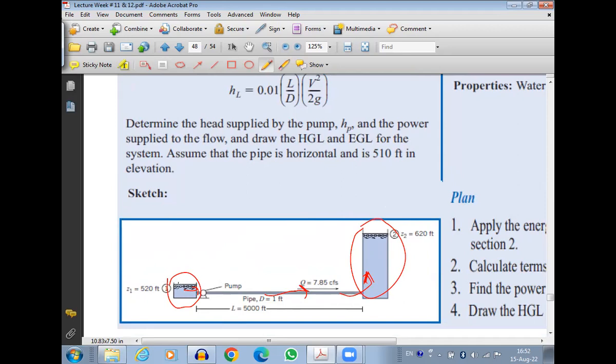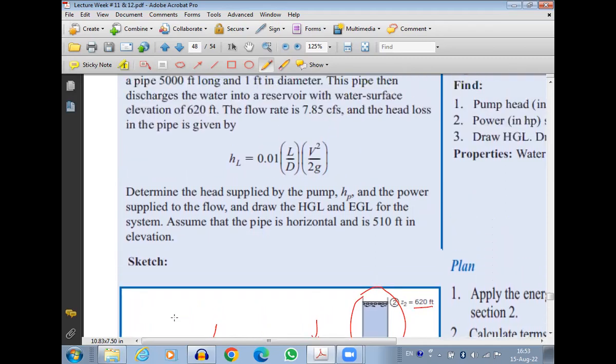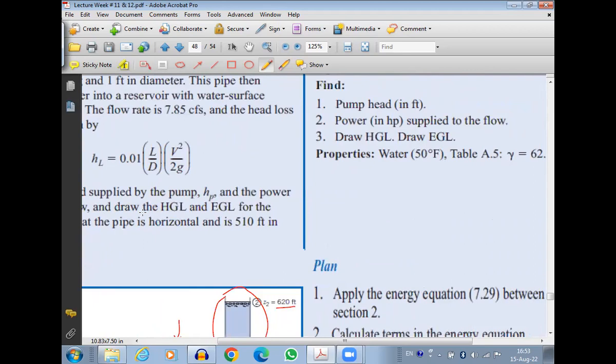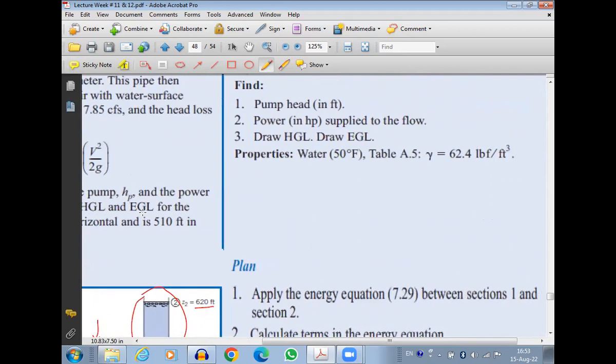The elevation of the free surface of both the reservoirs is provided. And for the case of the pipe, the elevation is also provided, the length of the pipe is provided, the diameter of the pipe is provided, and the flow rate through the pipe is provided. So we need to find out how much energy is supplied by the pump. Determine the head supplied by the pump and the power supplied to the flow. So let's see the solution.